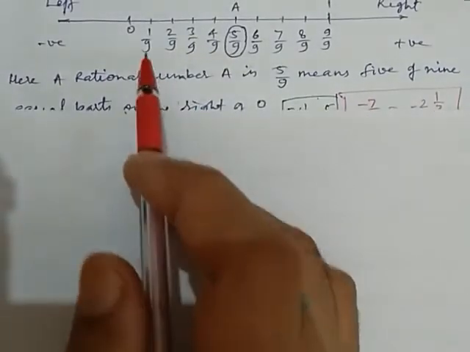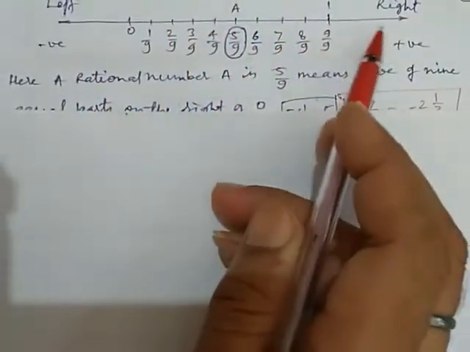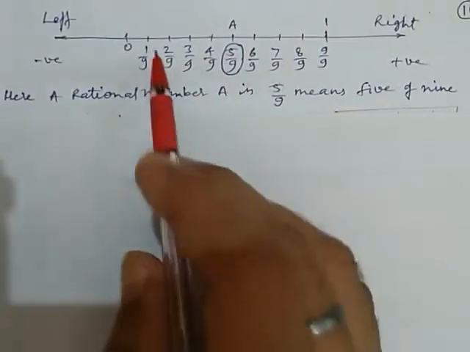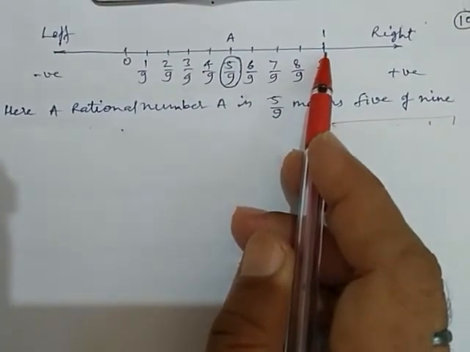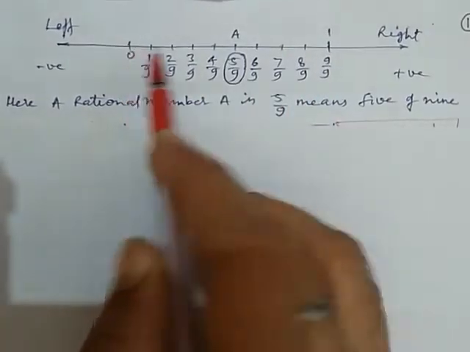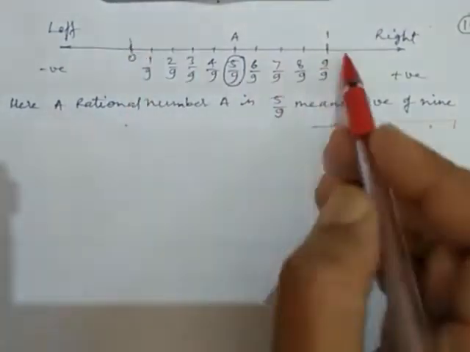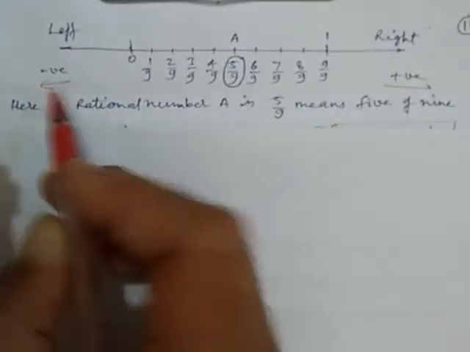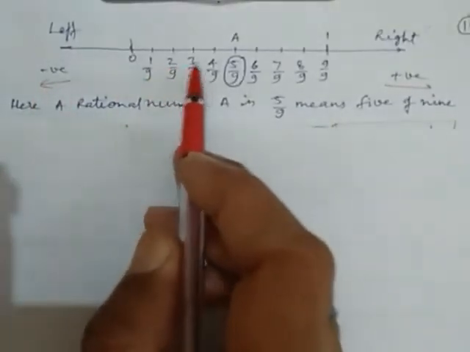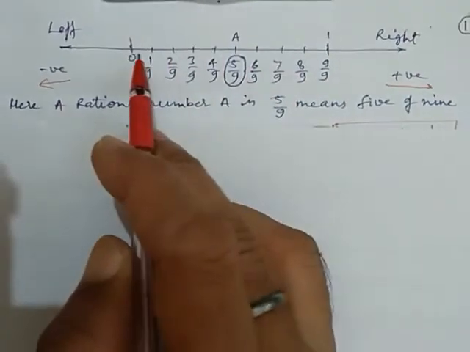This is our another number line. Here, as you see, this is our 1 unit. Here this is 0 and here this is 1. Toward this is positive, toward this is negative. We have to plot a fraction which is positive.